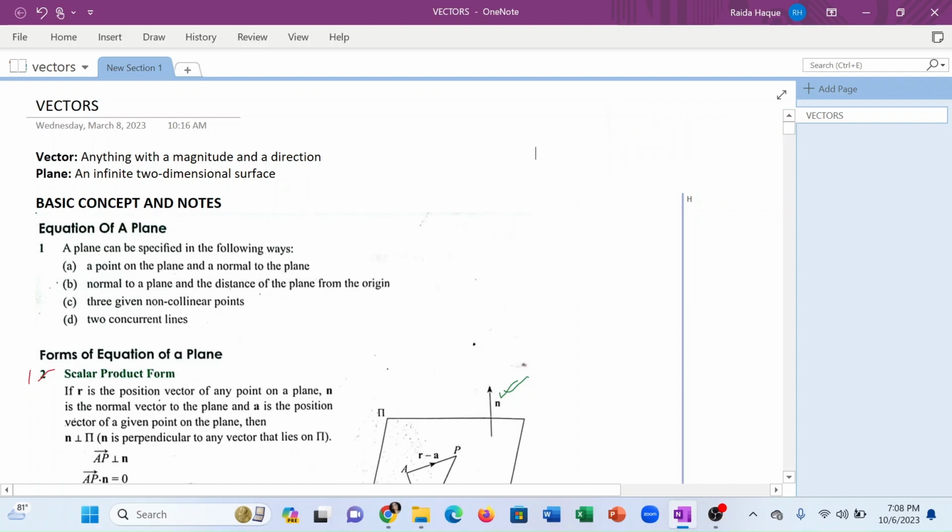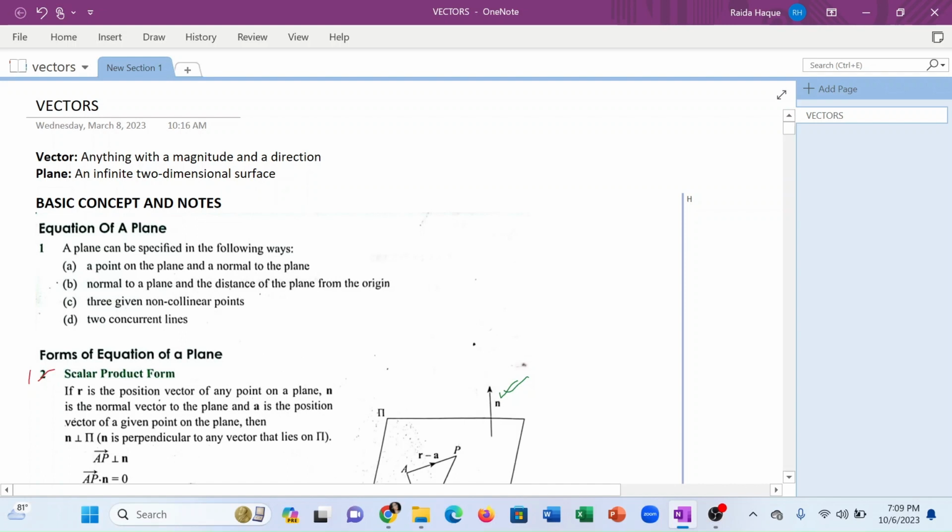But things become more complicated when you introduce a plane. A plane is an infinite two-dimensional surface. How do we define a plane? We define a plane with the equation of a plane. To find the equation of a plane, there are some basic criteria that you need to have, otherwise you cannot find it. We can have many different starting points. So what are these minimum criteria? Number A, we need a point on the plane and a normal to the plane.